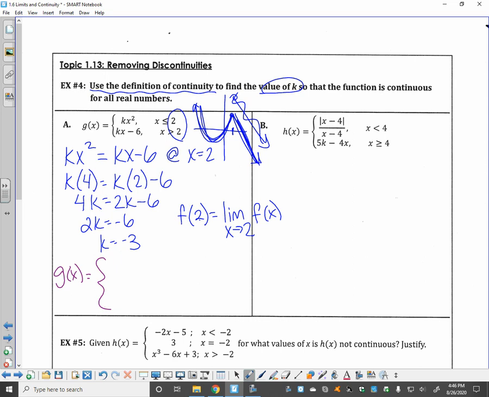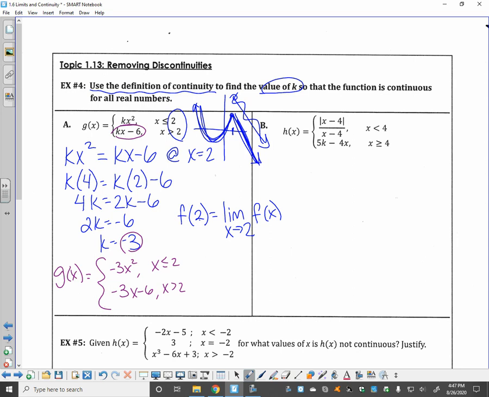Let's rebuild our piecewise function now that we think we know what k is. So if k is -3, this would be -3x squared. And if k is -3, this would be -3x minus 6. x is less than or equal to 2, x is greater than 2.